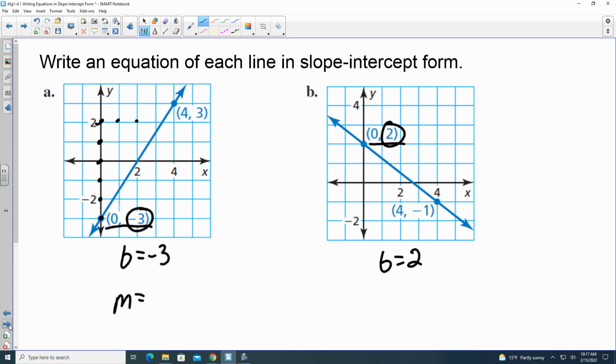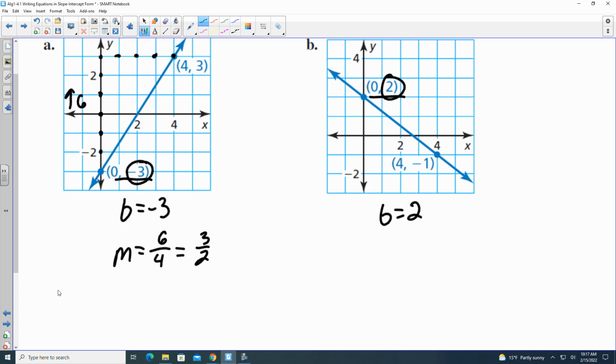1, 2, oh, sorry. I need to go up a little bit more. 1, 2, 3, 4, 5, 6. So I go up 6. And I'm going to go to the right. 1, 2, 3, 4. So positive 6 over positive 4 gets reduced to 3 over 2. So my equation for this graph would then be y is equal to positive 3 over 2x minus 3.